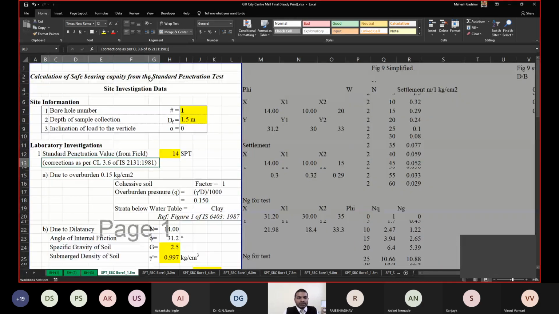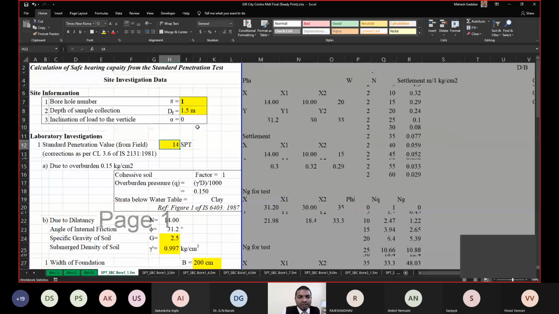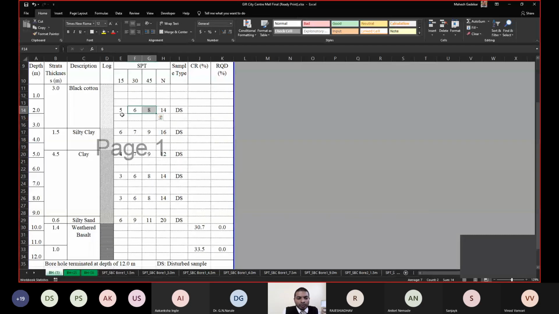So the borehole number is given, the depth of sample collection, then the inclination of load to the vertical, typically it is 0 only. Then the value recorded from the field: the first 15 centimeters have already been left, and the remaining 30 centimeters you should sum up. So your SPT value obtained was 14. So the value 14 from the field is taken.